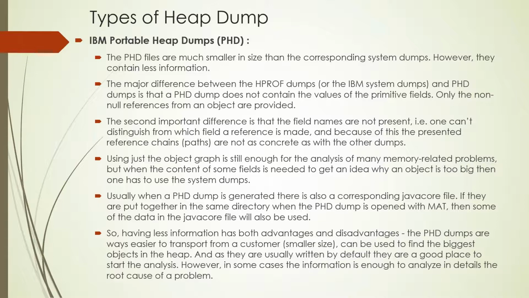The second important difference is that your field names are not present. That means one cannot distinguish how a field reference is made, and because of this, the reference chains are not as concrete as with the other dumps. If you take consecutive portable heap dumps, you will not be able to correlate and map a particular field with the same field in the newer heap dump. In the case of hprof and the IBM system dumps, because they include primitive fields, we can at least map the primitive fields from one heap dump to another and compare them. But here, because we don't have the names of fields, it is very difficult to compare and to distinguish which method, call or class has been holding a particular object.